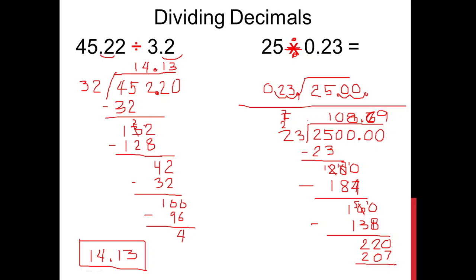Okay, let's subtract. So we have here cannot be. Let's borrow 1 from here. 10 minus 7, that's 3. 1 minus 0, that's 1. Okay, so our answer here in the hundredths place is 108.69.